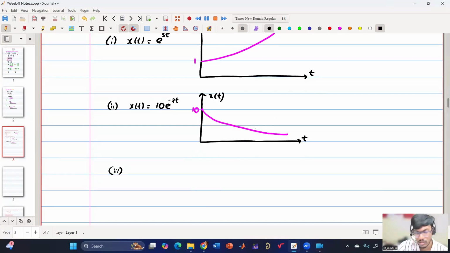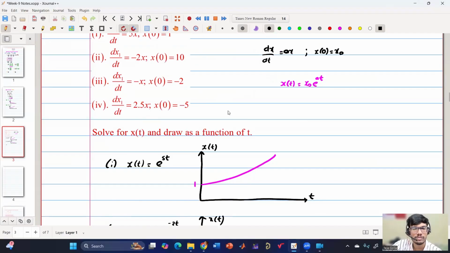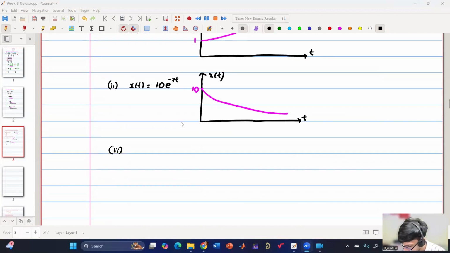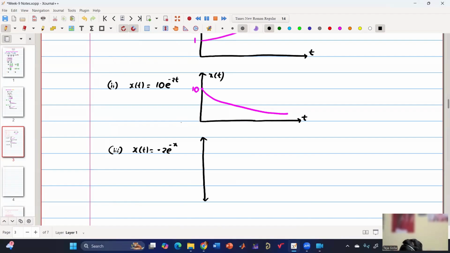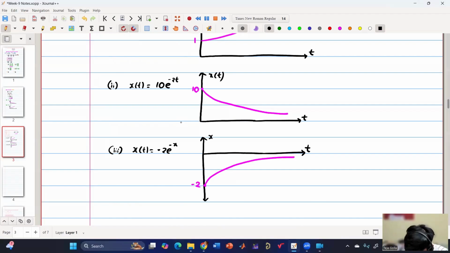Now, third case. In the third case, we have dx by dt equal to minus x and x of 0 equal to minus 2. So what will be the x of t in this case? Minus 2 into e to the power minus t. So x of t is minus 2 into e to the power minus t. It will be slightly different. If this is my y-axis and this is the time axis t, it will start from minus 2 at t equals 0 and then it will eventually tend to 0.